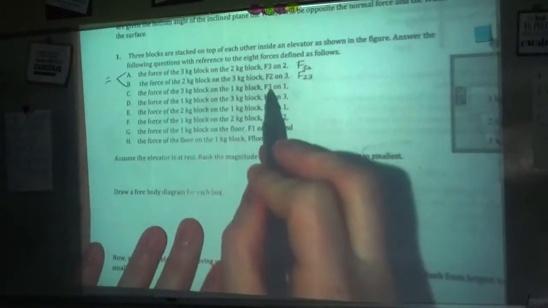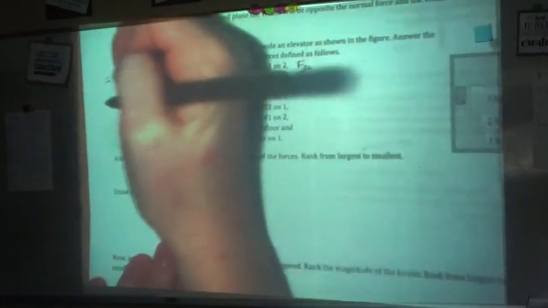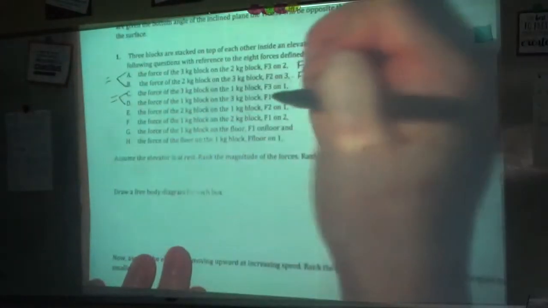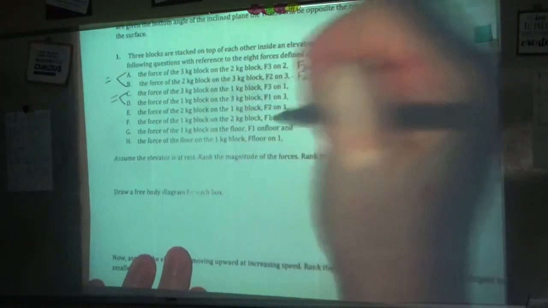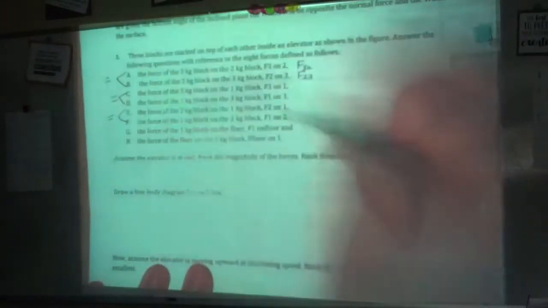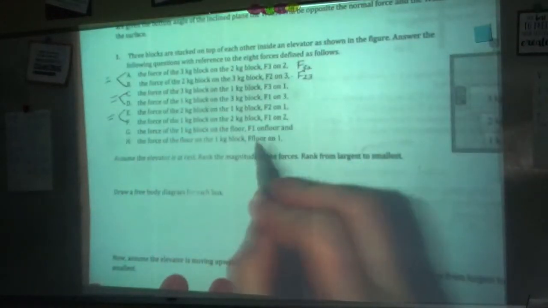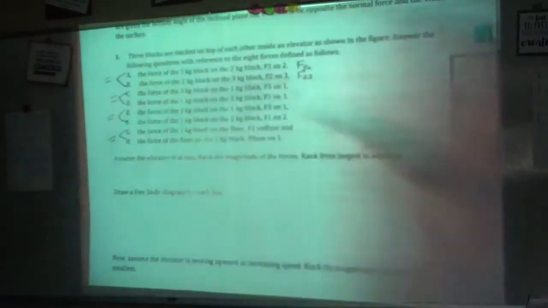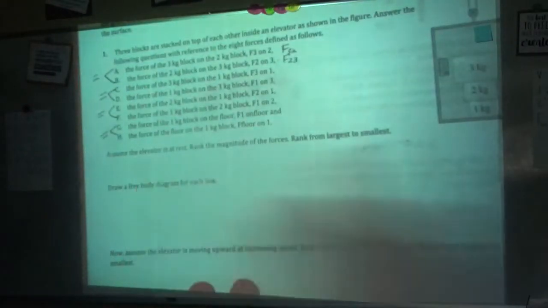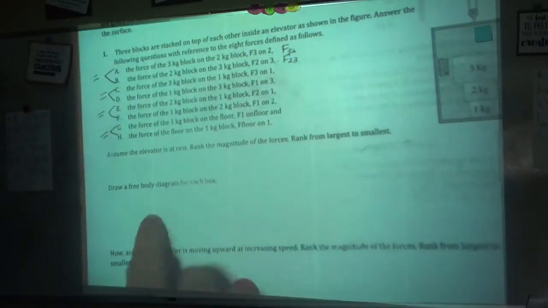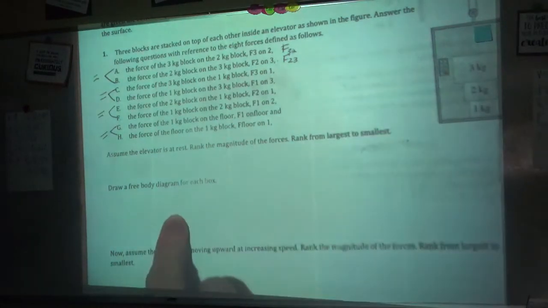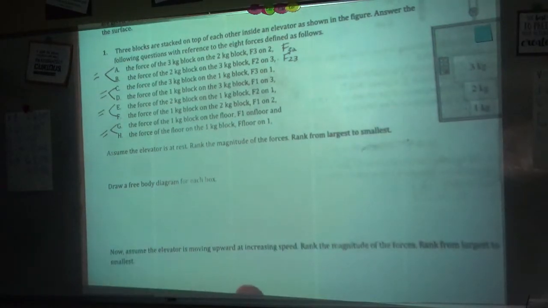The force of 3 on 1 and 1 on 3, again, no matter what the situation, those have to be equal. 2 on 1 and 1 on 2, these two have to be equal, and then 1 on the floor and the floor on 1, again, have to be equal. Now, in order to rank them from largest to smallest, it's going to be a lot easier once I've drawn my free body diagram, so I'm actually going to do this part first.